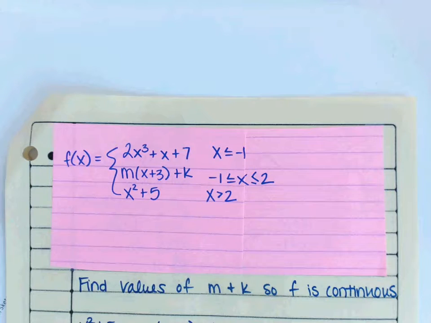But the bottom one is not even two. So try it. Set these equal, plug in -1. Set these equal, plug in 2. You can do it. M and a K? So see the m and the k? I'll give you some more. Okay.